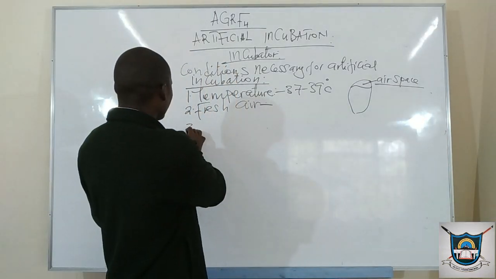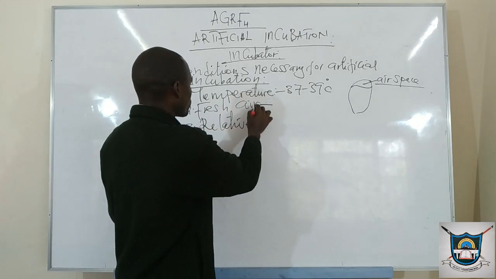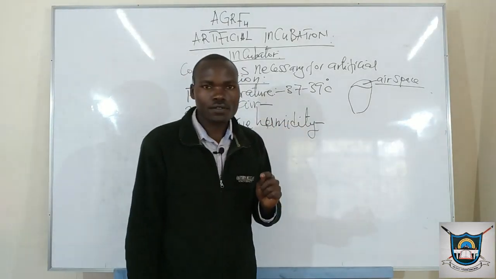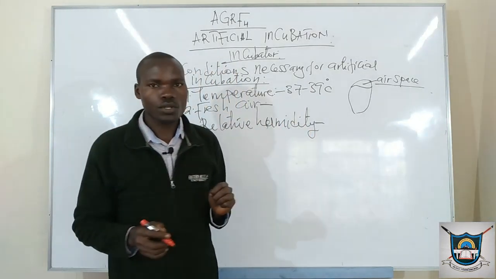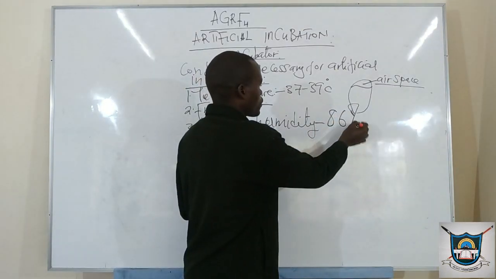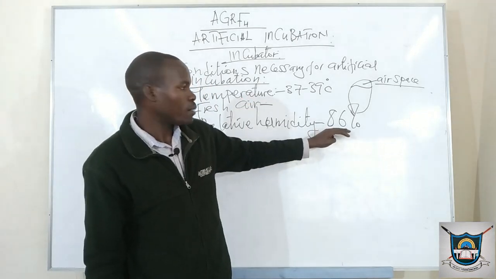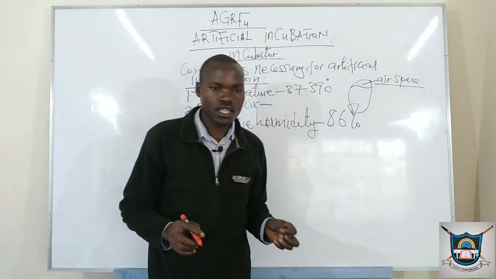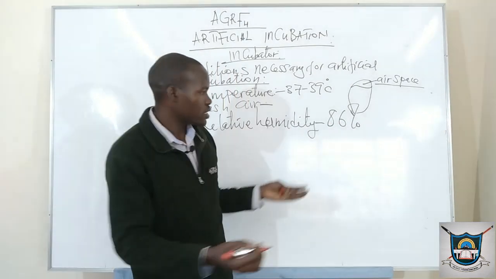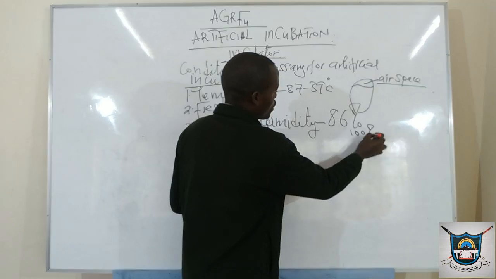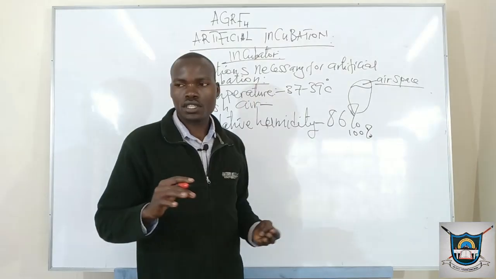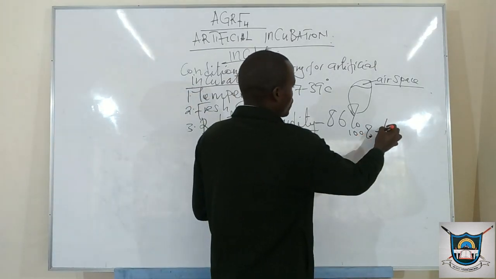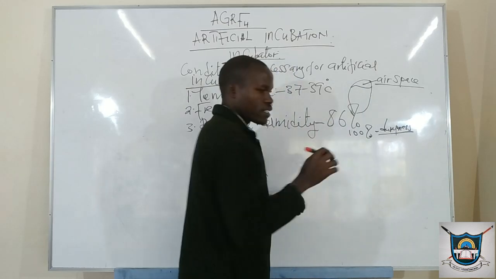The other requirement is relative humidity. Relative humidity is the moisture within the incubator, which should be maintained at 86%. This is the optimum amount of relative humidity to be maintained within the incubator. Why 86%? In case the relative humidity goes beyond this, for instance, let's say it gets to 100%, that means there shall be less evaporation within the incubator, and when there is less evaporation, it leads to dampness. There is dampness within the incubator.